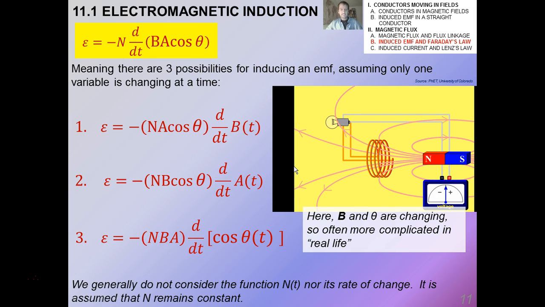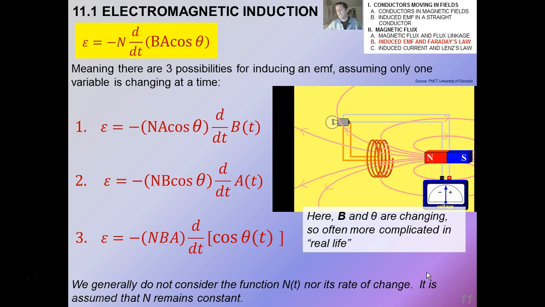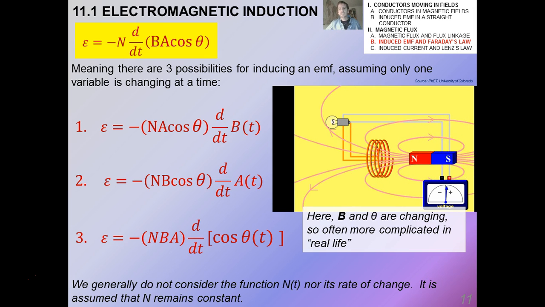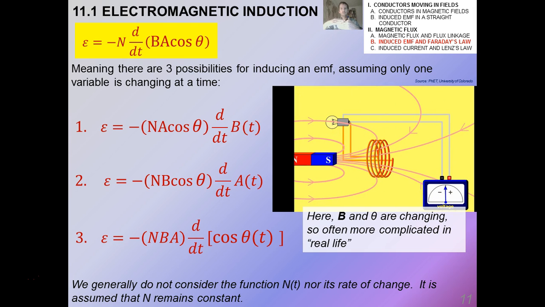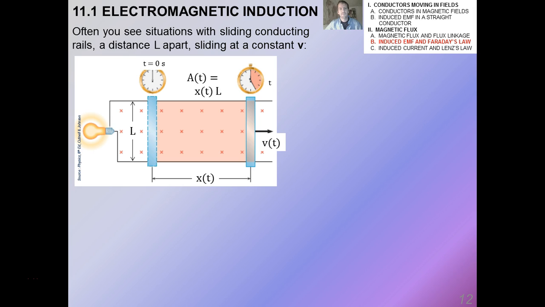Normally, at least in this class, we don't consider the function N of t. We don't usually change N. That's a constant. Sometimes you might have 1 loop, 5 loops, 10 loops, but it doesn't change. I mean, if you think physically, how would you add loops or take away loops? That would be kind of complicated. It doesn't really happen often in real life.